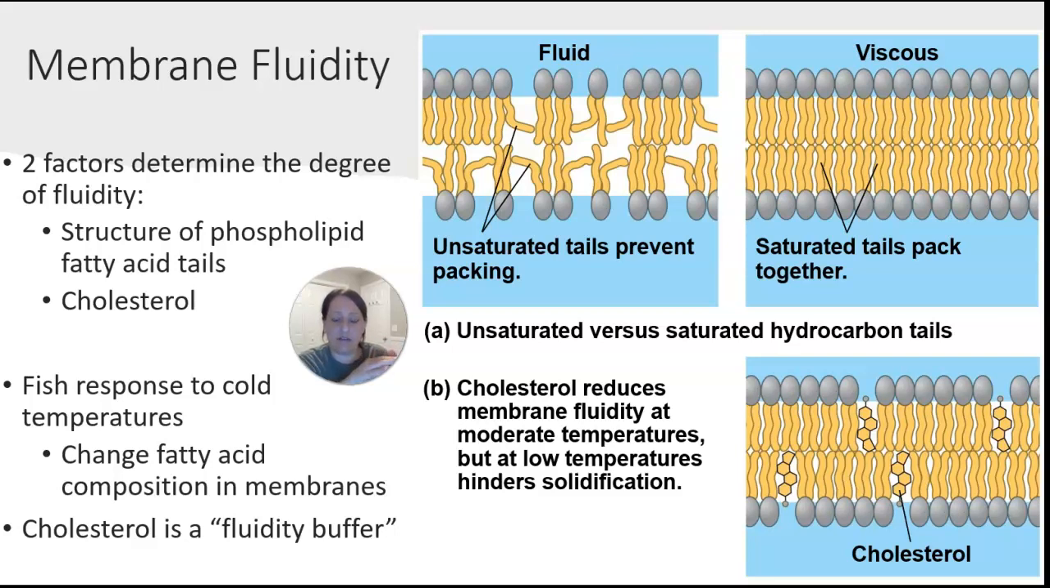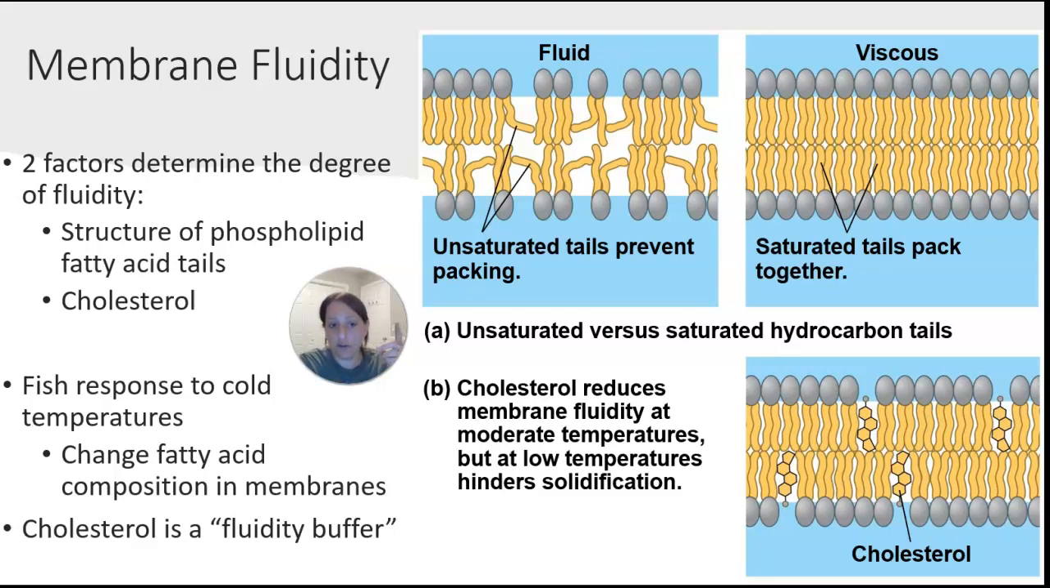Not all cells have cholesterol. Cholesterol is only found in animal cells. So when we're talking about plants, for example, there is no cholesterol. Two factors are going to determine the degree of fluidity of our membranes. You don't want your membrane to be too fluid and fall apart, and you don't want your membrane to be too rigid and almost freeze. You want there to be a medium level of fluidity, so things can move around, but things don't fall apart.